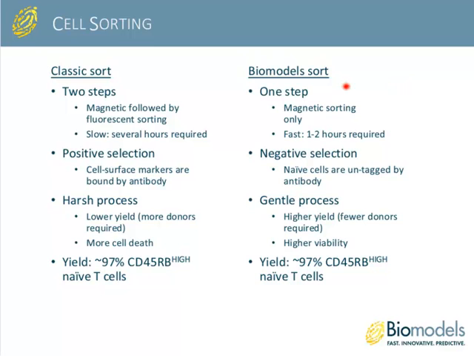The magnetic sort is a one-step process, so it's much faster. The cells you get out at the end are untagged by antibody, which is important because that can affect the expression levels of these markers if you bind antibody to them. It's a relatively gentle process because it's basically just passively dripping through a column, so you get a higher yield and higher viability. And then, like I mentioned, you get the same purity, basically.